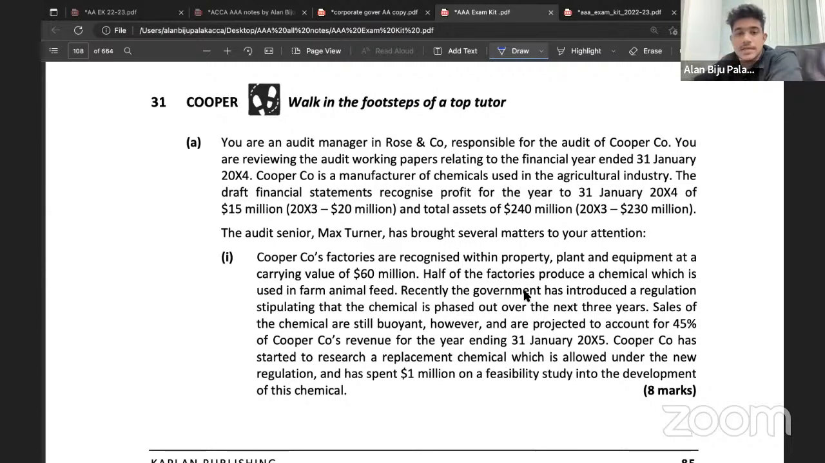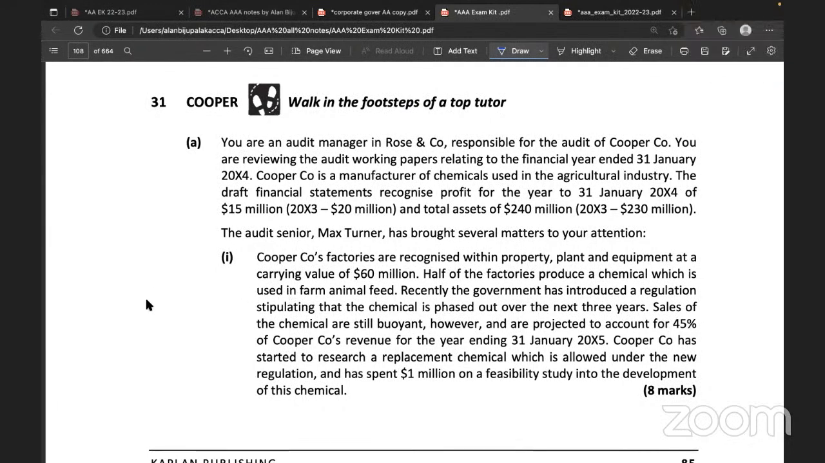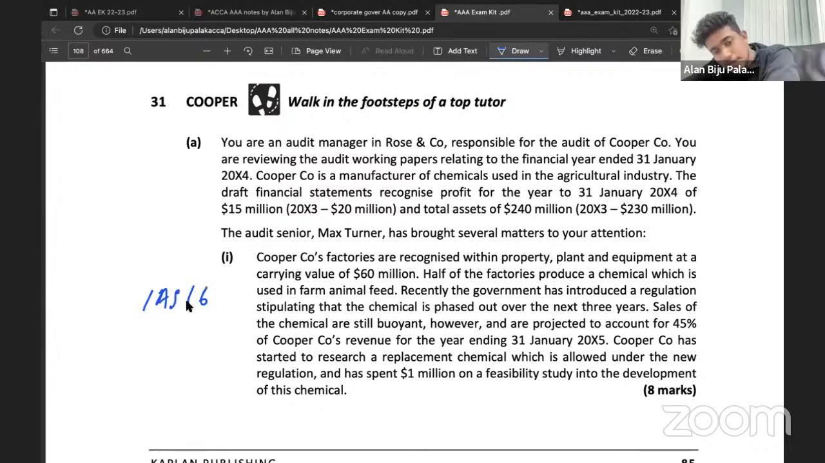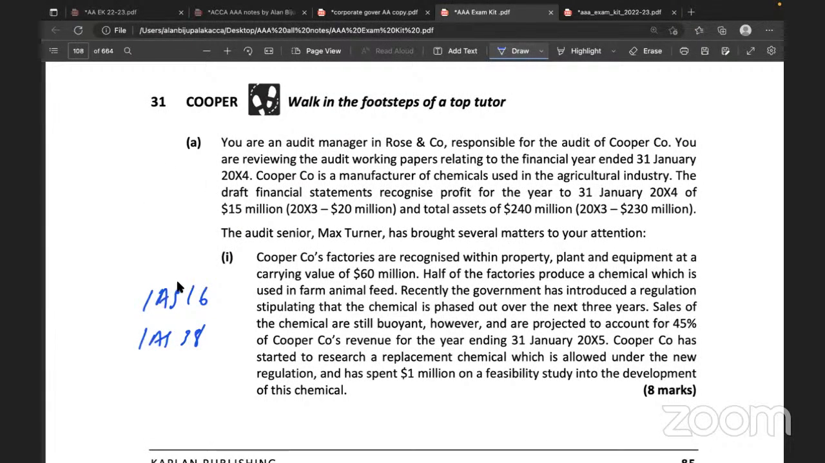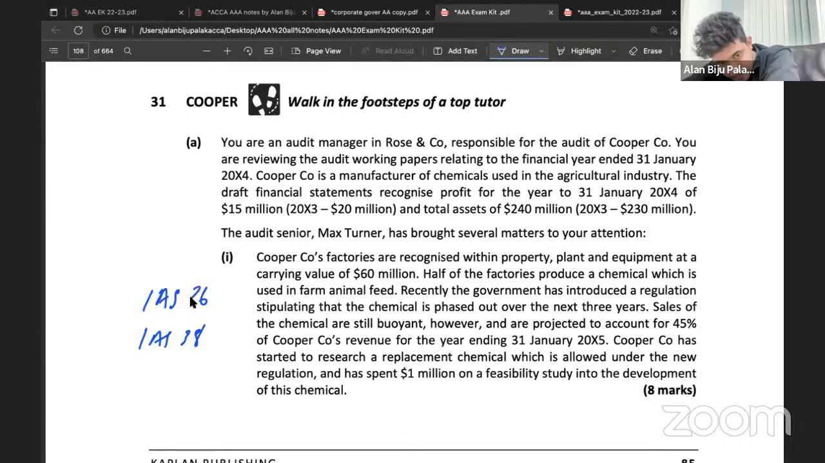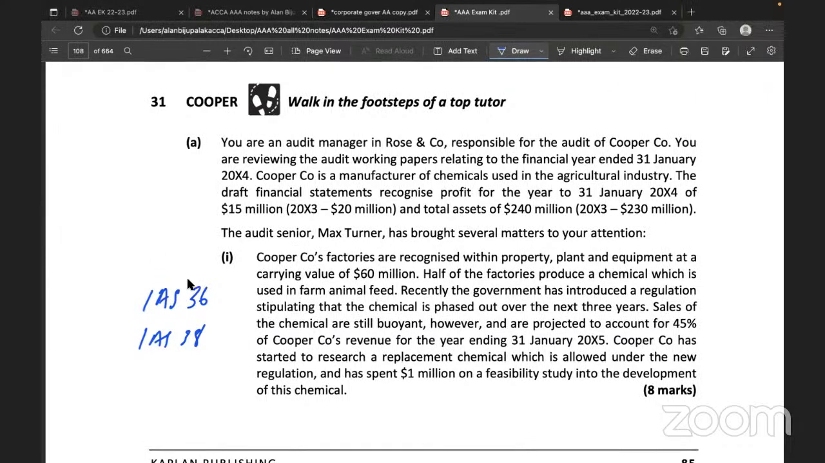So which standards have they specified here? IAS 16 and IAS 38. Is that actually IAS 16? Yeah, IAS 36, right? So yes, it's IAS 36. What's the actual issue here?